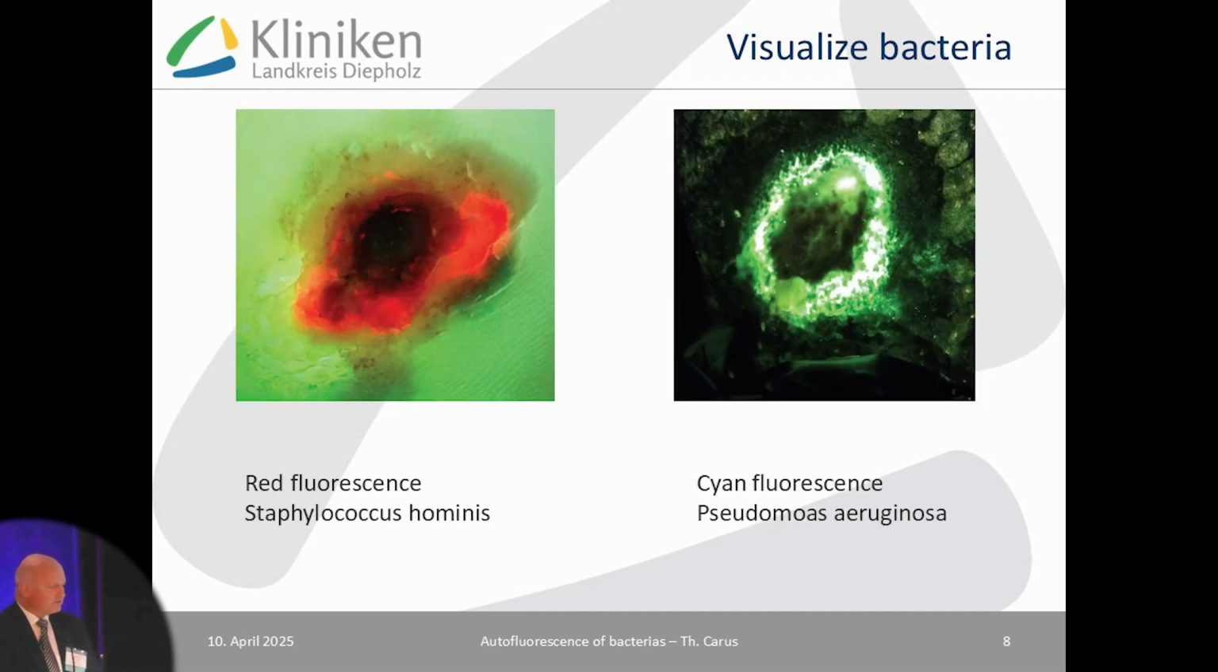For example, this was a wound control. You see red fluorescence of Staphylococcus hominis at the edges of this wound, and another wound with cyan fluorescence for Pseudomonas aeruginosa. We always take a sample to the microbiology to see the bacteria, and this is a result.